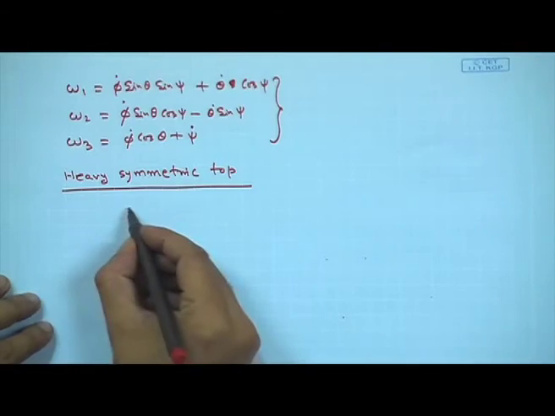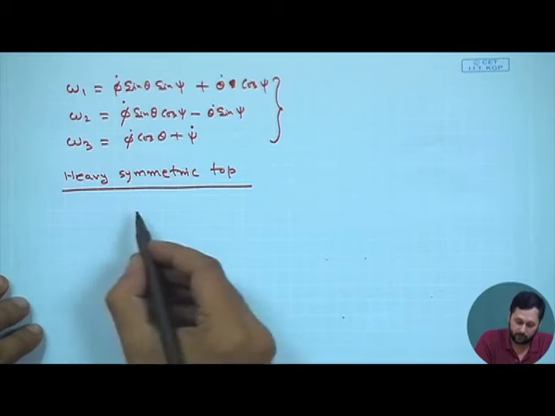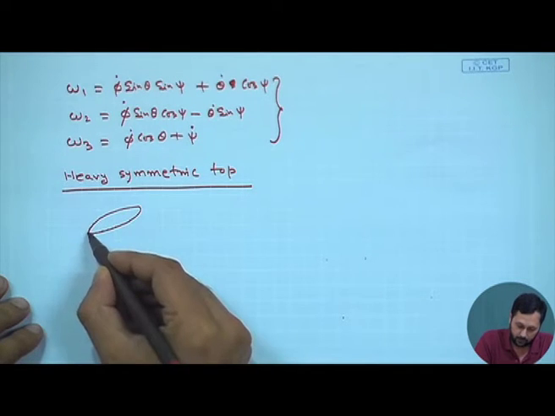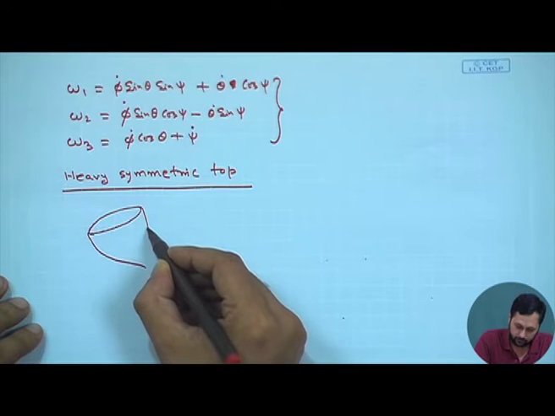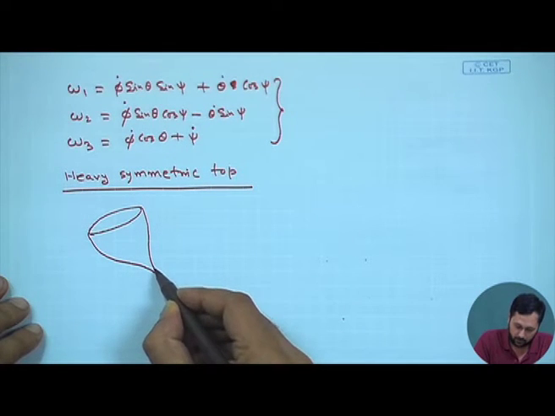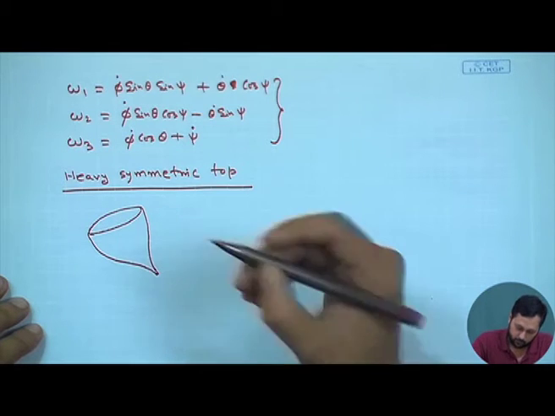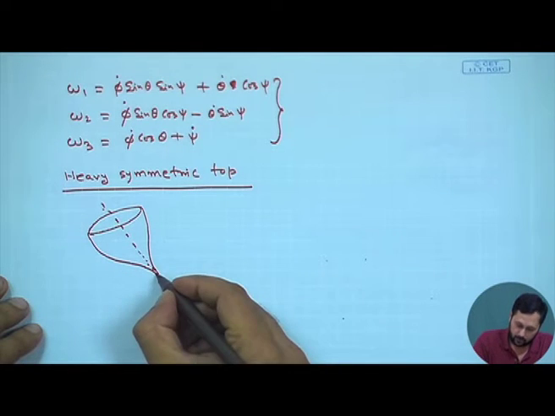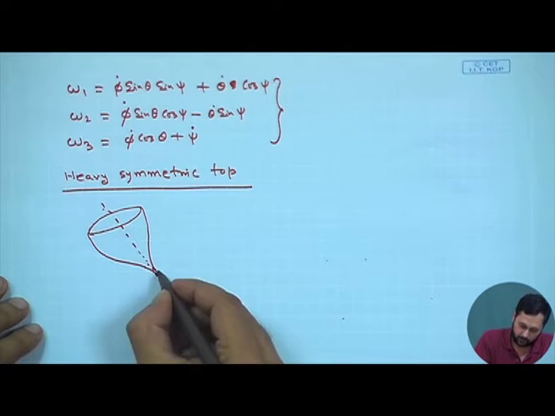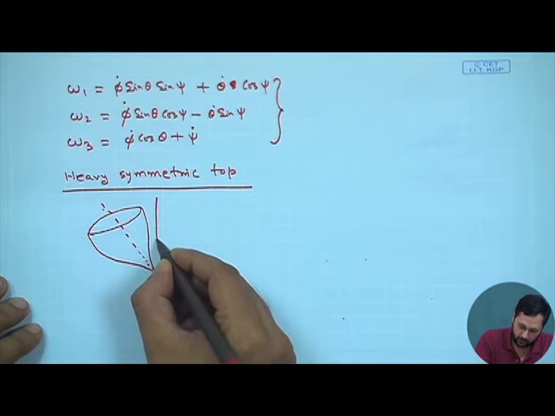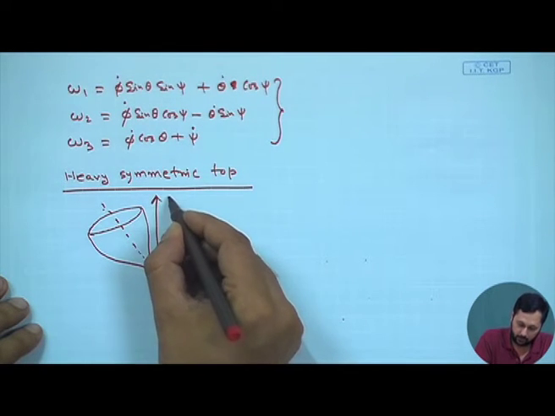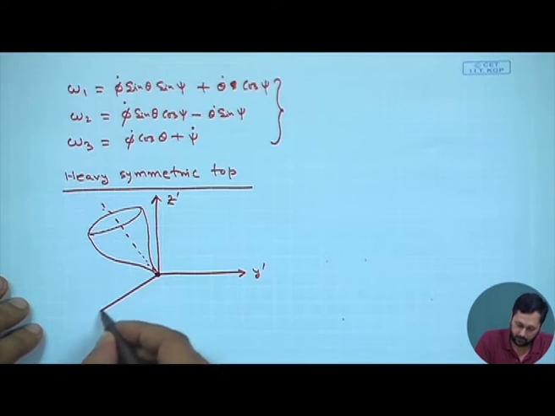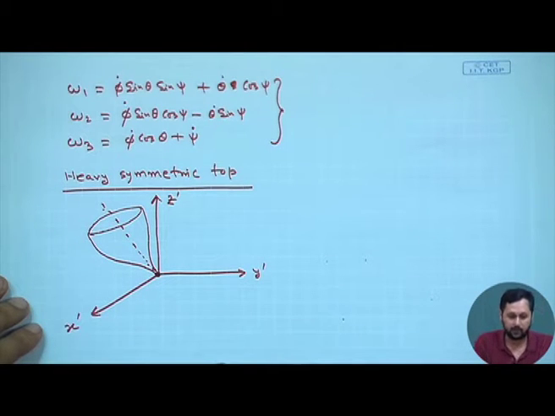So, let us try to draw this situation. Let us take a child's top as a case of a heavy symmetric top and try to write its equations. So, we have this top, which is moving. Let us take this as the axis, and take the origin here. So, I set my z prime axis, y prime axis and x prime axis like this.